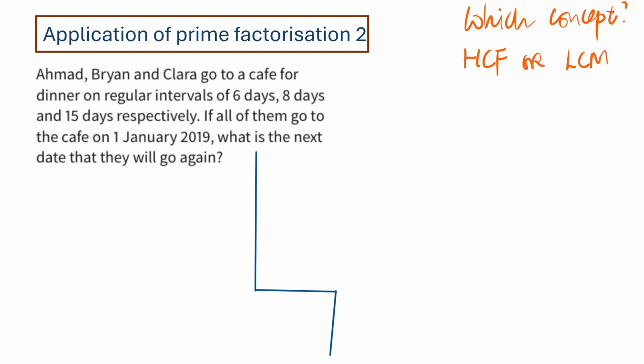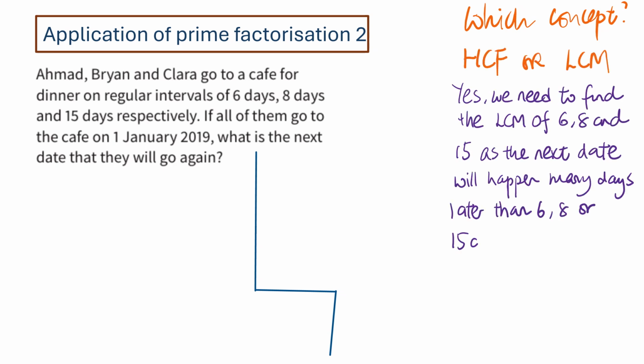Yes, we will have to find the LCM of 6, 8, and 15, because the next date will happen many days later. So the number we find will get bigger and bigger than 6, 8, 15. Hence, we're actually finding the multiple of these 3 days.